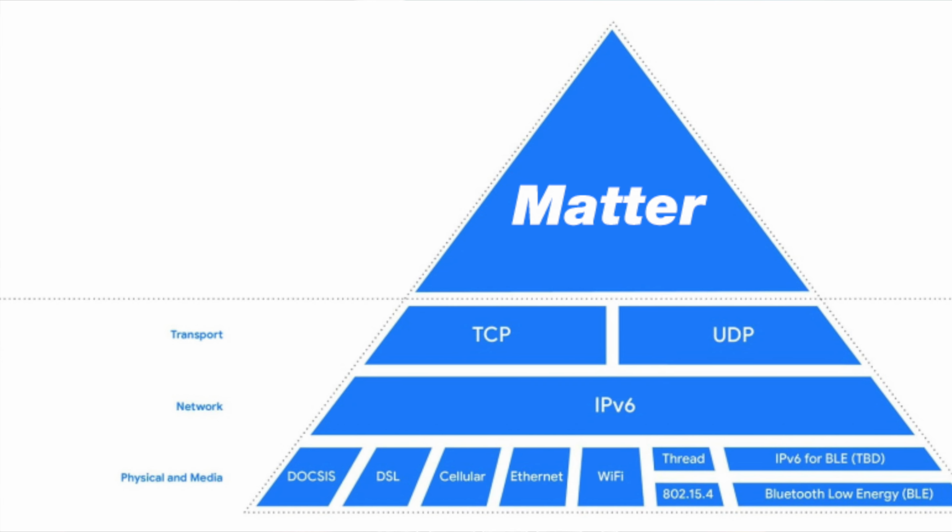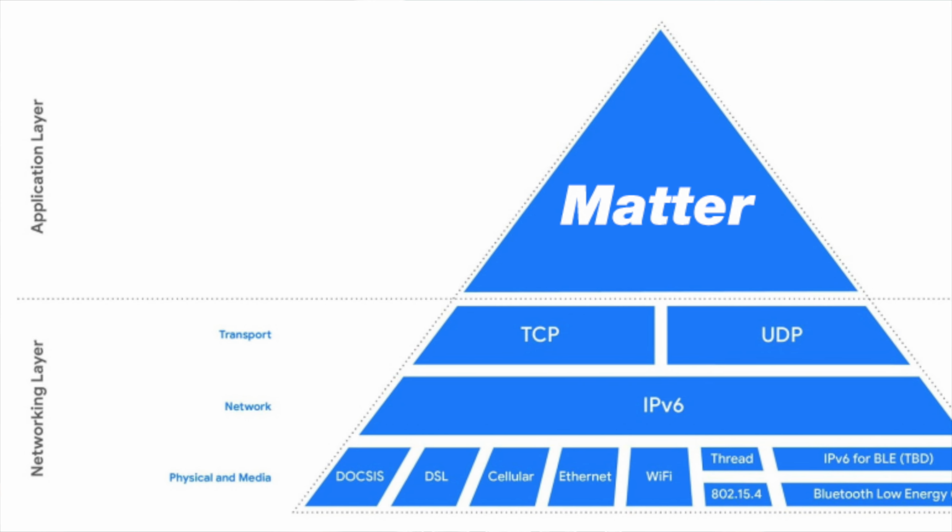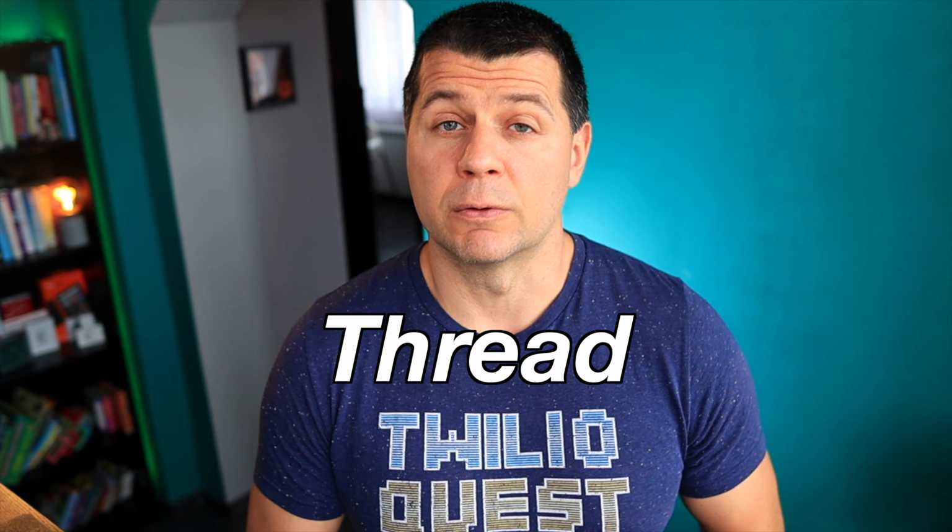Have in mind that Matter is not a radio protocol, but a control protocol that runs on top of an existing network infrastructure using your existing Wi-Fi, Ethernet routers, and Thread. We'll talk more about Thread later in the video.